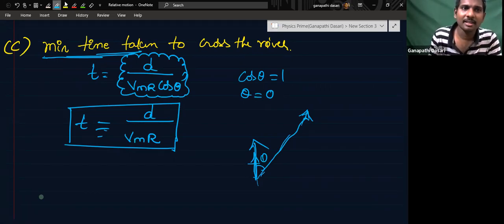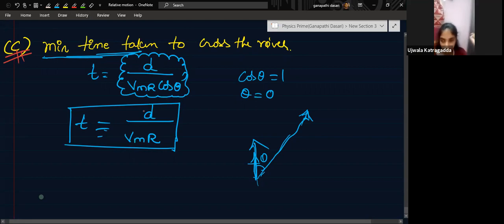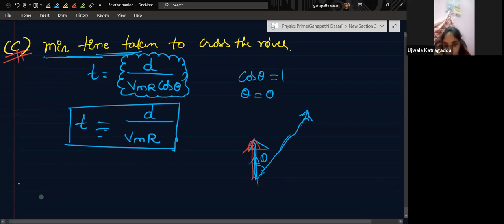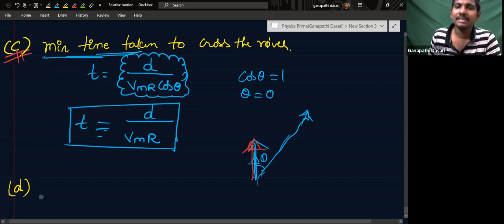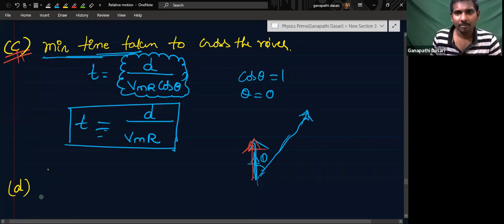On this point, minimum time doesn't mean minimum path. Minimum time just means pointing directly to the opposite end. Whether the path is longest or shortest, the time will be minimum. That will not be the longest definitely, but it will not be the shortest path either. Varun, did you get this point? Important.